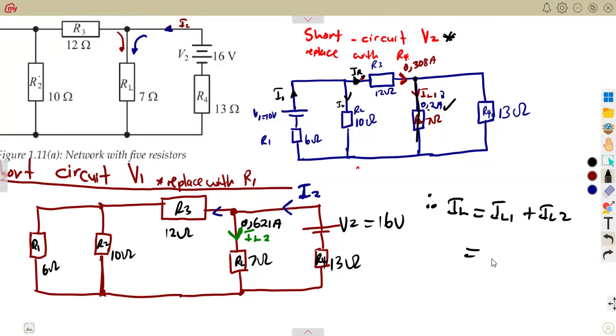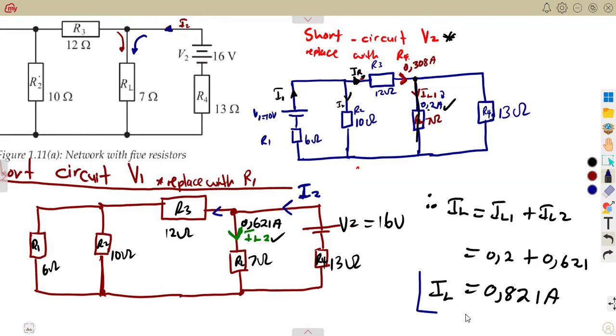IL1 we calculated before, guys. Remember, that's where we got 0,2. IL2 we calculated just now, that is where we got 0,621. Remember, this was 0,2002. You can even use it like that, it's up to you, or you can just use it at 3 decimal places. Remember your instruction, so it ends up as 0,2. All right, so adding this, it was going to give us 0,821 amps.